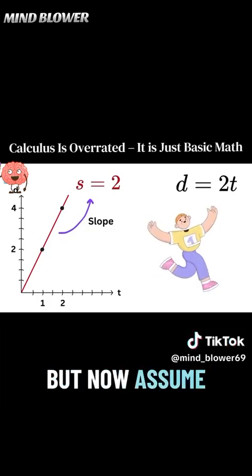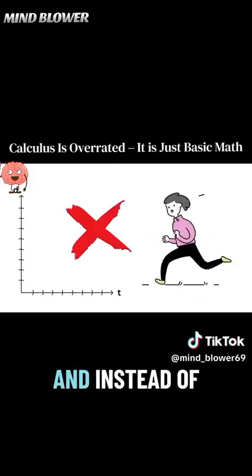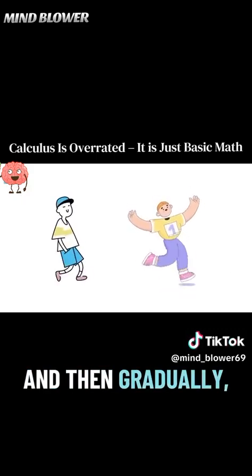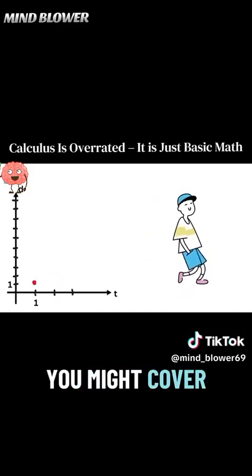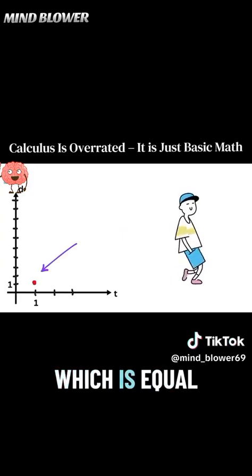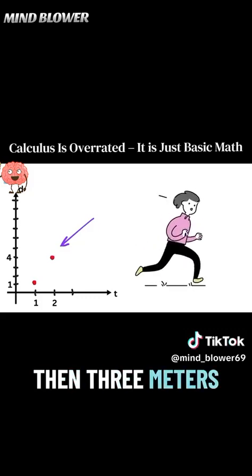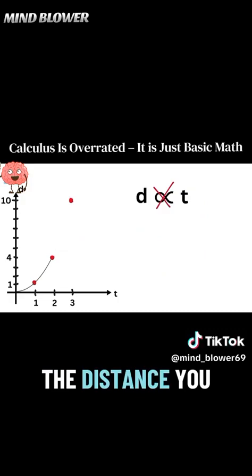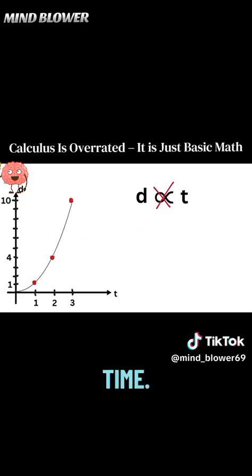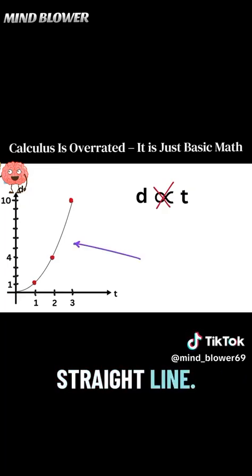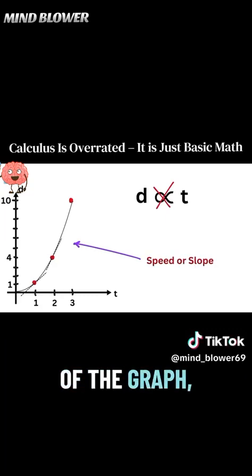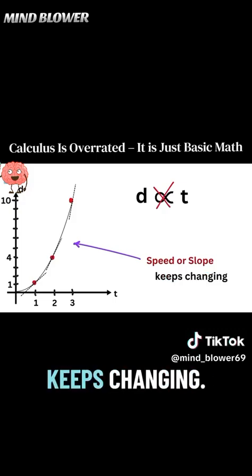But now, assume you start running in a race, and instead of maintaining a constant speed, you begin slowly and then gradually speed up. At first, you might cover only 1 meter in the first second, which is equal to this point, then 3 meters in the second, and perhaps 6 meters in the third second. The distance you cover is no longer proportional to time, and the graph of distance versus time will no longer be a straight line. It will be a curve. In this case, your speed, or the slope of the graph, or the steepness of the curve, keeps changing.